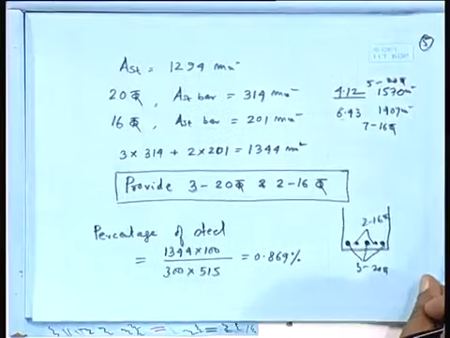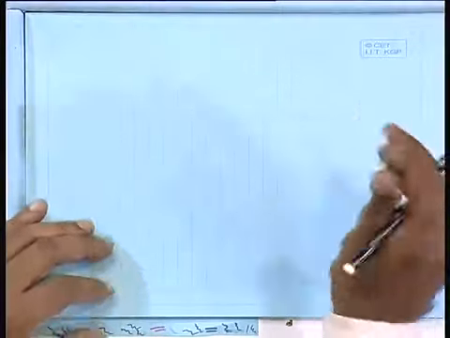Okay. Now let us come to the other one here. That means here we are providing 3 numbers of 20 torr and 2 numbers of 16 torr. Now we generally check it.